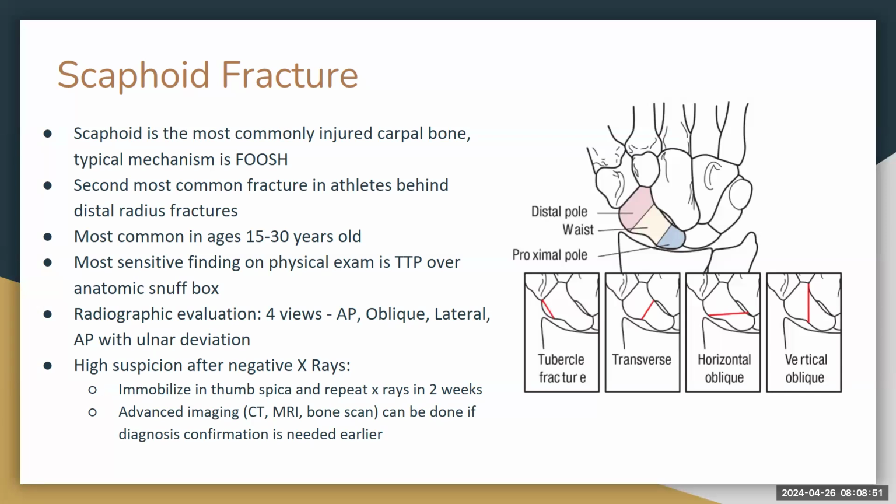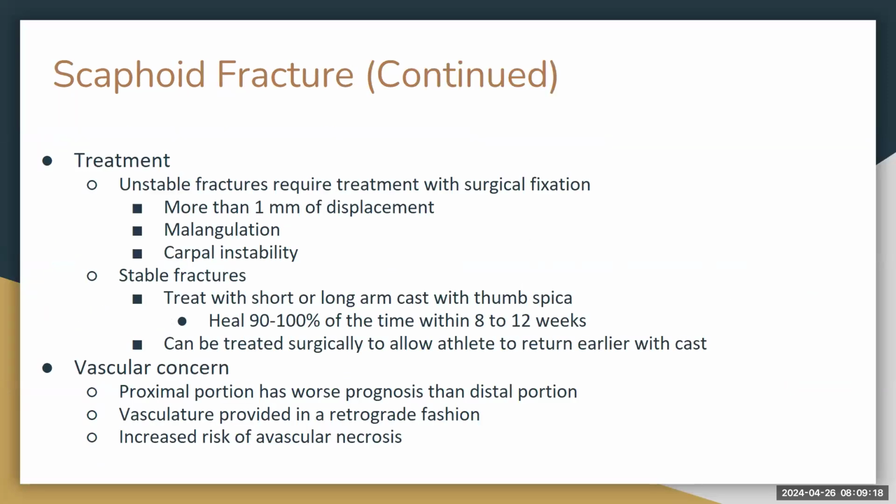The radiograph evaluation, you want the 4-view because you want that scaphoid view. And then if there's a high suspicion after negative x-rays, put them in a thumb spica, bring them back in 2 weeks and re-image. You can do CTs, MRIs, or bone scans to confirm if you need to earlier. You can see the different types of scaphoid fractures on the right, and we'll kind of get to what is a problem with those. Treatment.